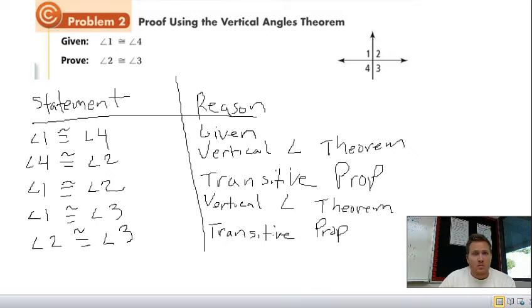And remember, whenever we're doing this, the last line in my statements should match what I'm trying to prove. Did we just prove that? Yeah, we did. We just proved that angle 2 is congruent to angle 3.